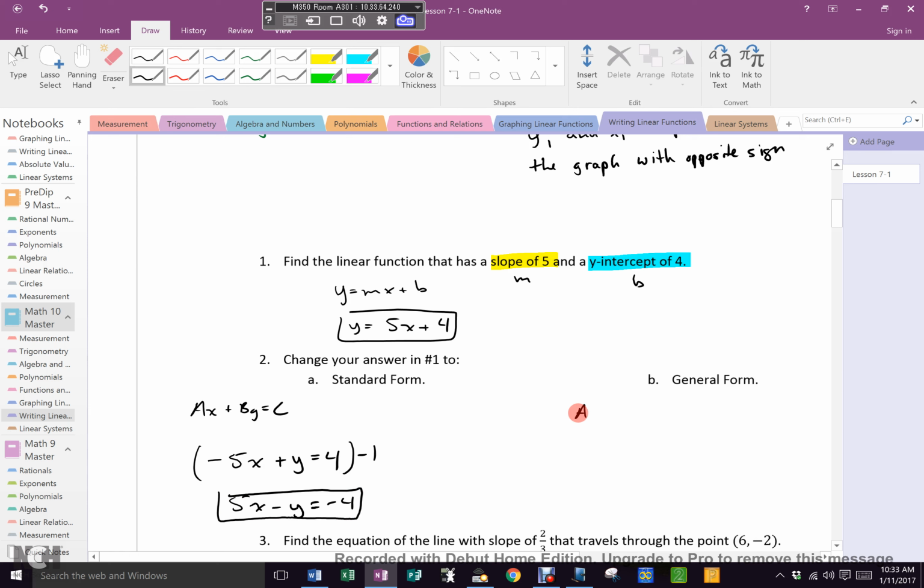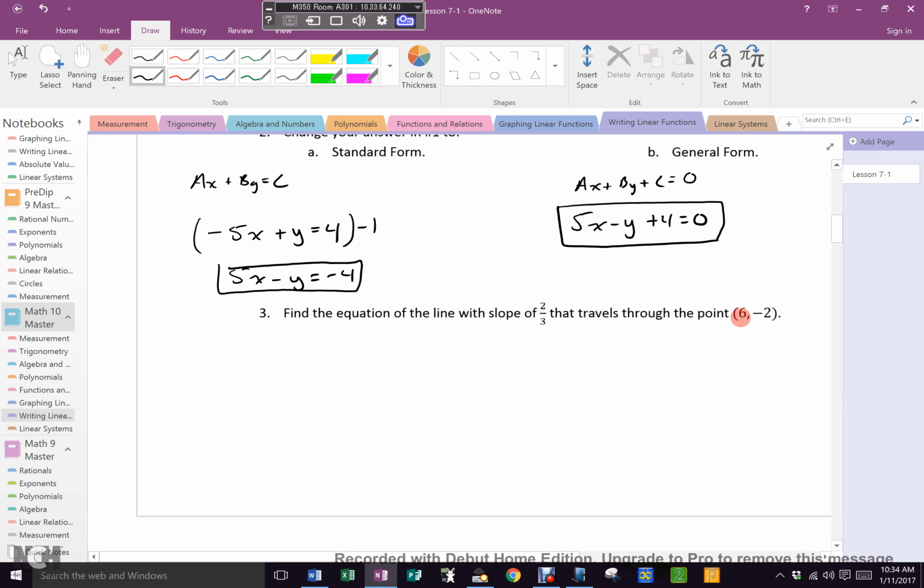Now, general form is ax plus by plus c equals 0. Everything on one side of the equation. So what's the only thing there that needs to move? The negative 4. 5x minus y. When the 4 comes over, what does it become? Positive 4 equals 0. Can everybody move an equation around? Because that's all you're doing.